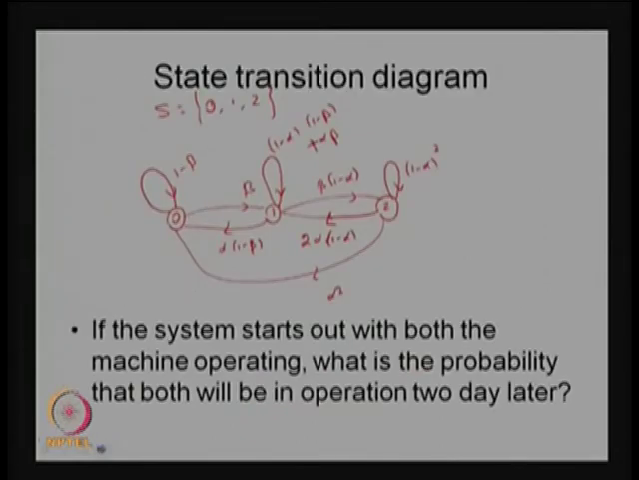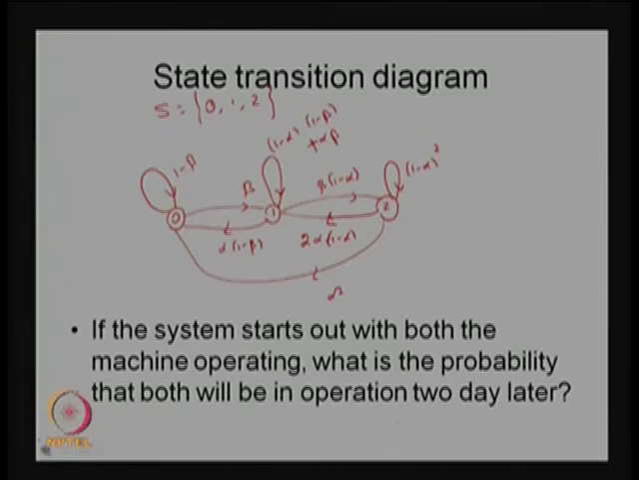We also made the state transition diagram, which is equivalent to the one step transition probability matrix. Now, the question is, if the system starts out with both the machines operating, what is the probability that both will be in operation 2 days later?